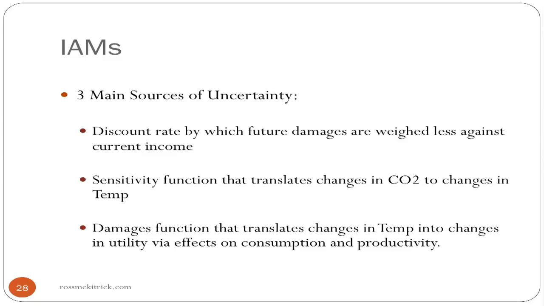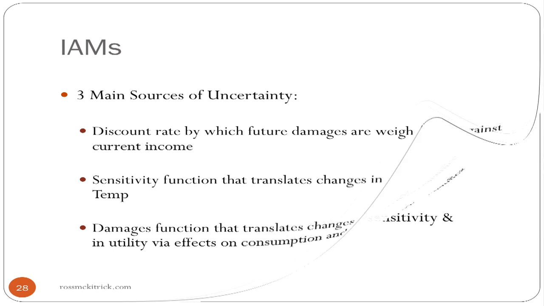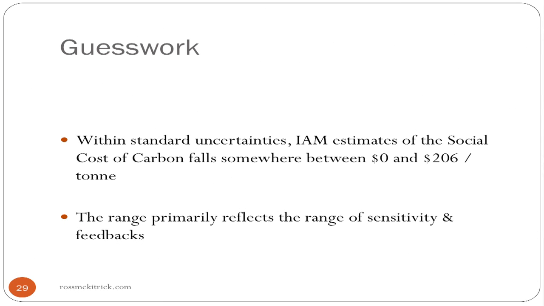Second one, as I've talked about, the sensitivity function that translates the changes in CO2 into a change in temperature, and then the damage function. It translates a change in temperature into changes in welfare or utility through effects on consumption and productivity. And it's those last two steps that really matter. The discount rate, it's important, but it doesn't actually drive the huge range of numbers that are there.